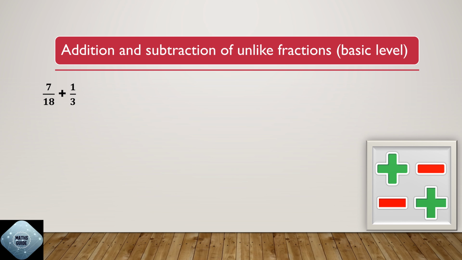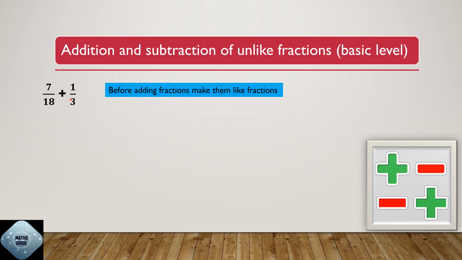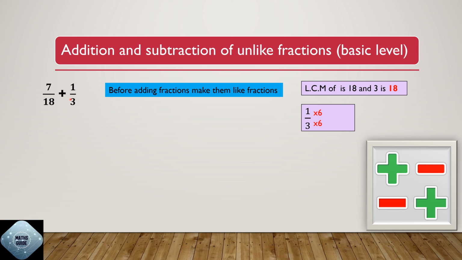To add or subtract any unlike fractions, the first step is to convert them into like fractions by making their denominators common. For this purpose, we take the LCM of the denominators. As 18 is the LCM, we shall convert this 1/3 to 18. As you know, 3 times 6 is 18. So we shall multiply its numerator and denominator by 6 to get an equivalent fraction with denominator 18.